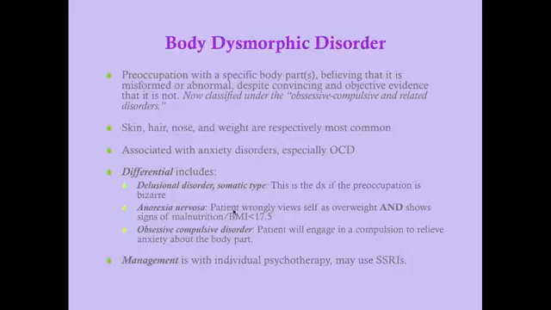Anorexia nervosa. This is a big one here. The patient wrongly views themselves as overweight, as in body dysmorphic disorder, and they show signs of malnutrition or a BMI of under 17.5. This is no longer body dysmorphic disorder. This is anorexia nervosa. These patients are malnourished. If you ask them, invariably, they're going to be not eating or binging, purging, etc. Obsessive compulsive disorder, these patients will engage in compulsion to relieve anxiety about the body part.